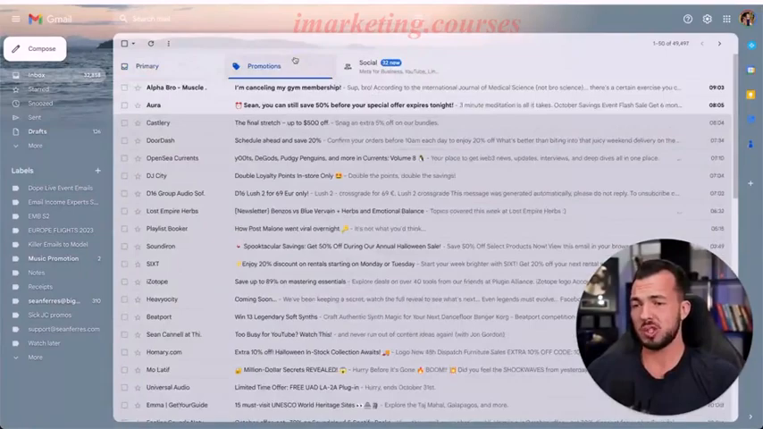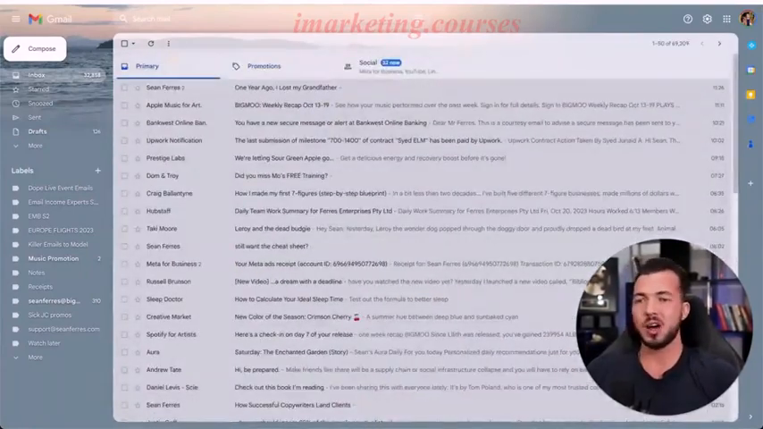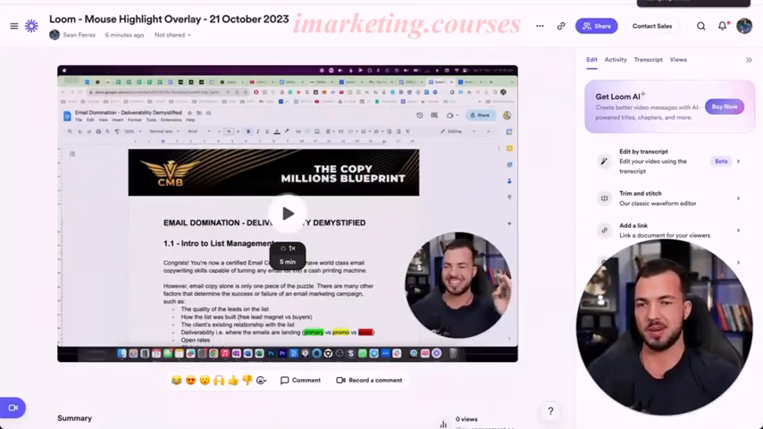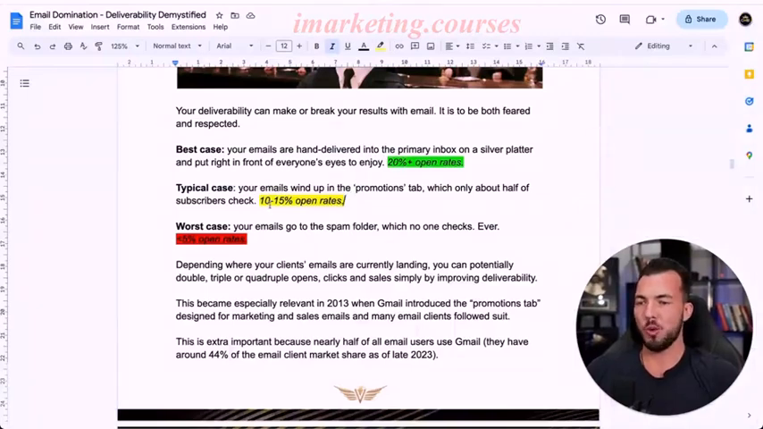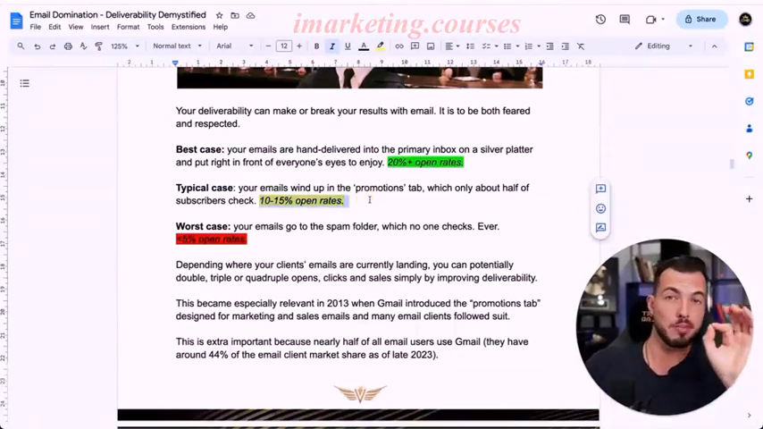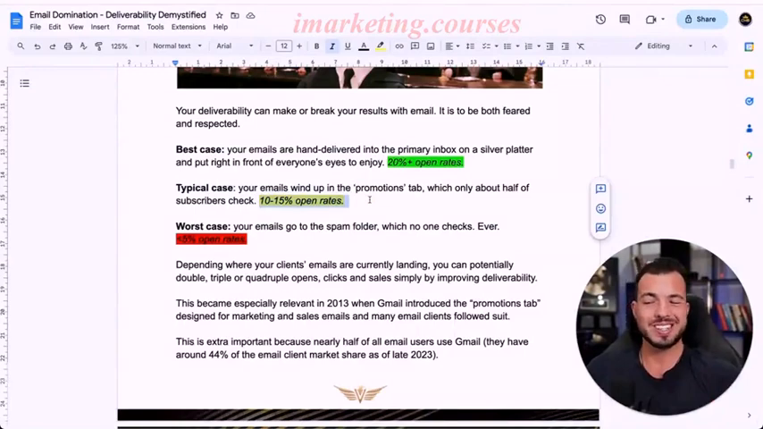You probably don't really check the promotions tab very often. About half of people do, about half of the time. So that means that your open rates, if your emails are landing in promotions, will be typically about 10 to 12, maybe 15%. Okay? And absolute worst case, of course, is that your emails go to the spam folder, which obviously no one checks ever. Very rare. So your open rates will be less than 5%. Okay? So that's the three places really where your email could land.